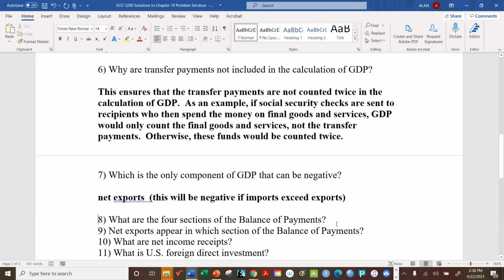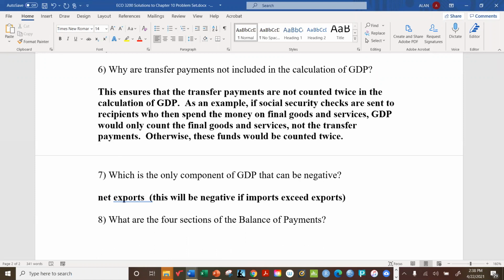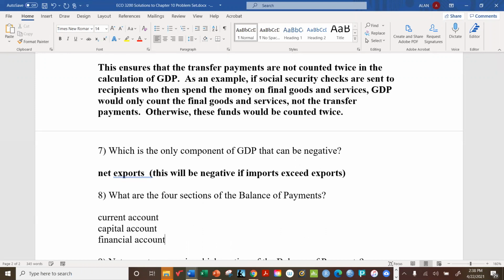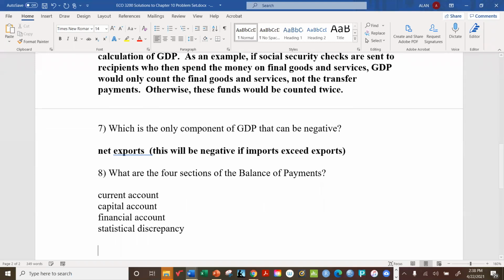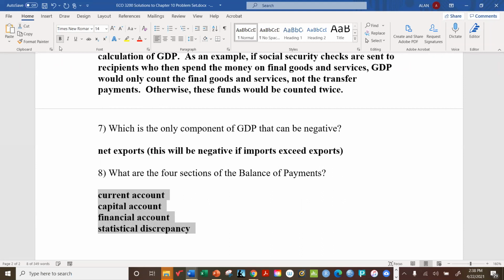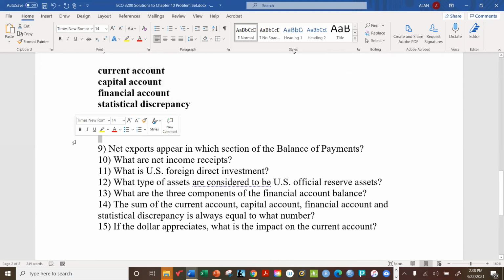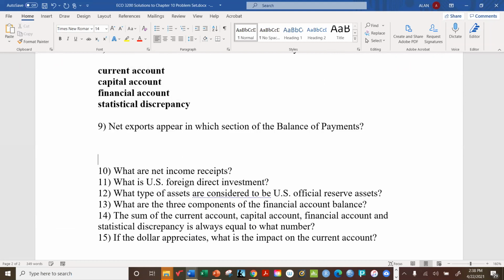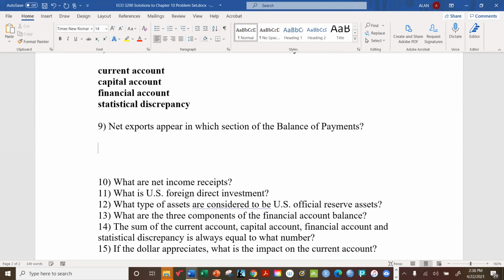What are the four sections of the balance of payments? All right, so remember, it's the current account, capital account, financial account, and our old friend, the statistical discrepancy, which is there just to balance it out, okay? Because we know perfectly well that the information is not perfect, and so we need something to account for that. All right, net exports appear on which section of the balance of payments? That would be the current account balance. Okay, so in other words, yeah, the trade balance is part of the current account balance.